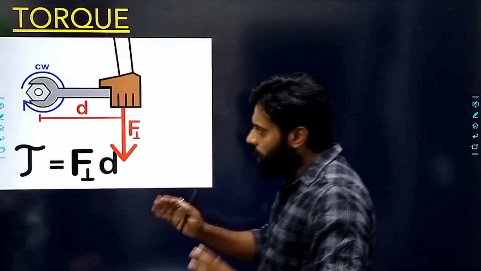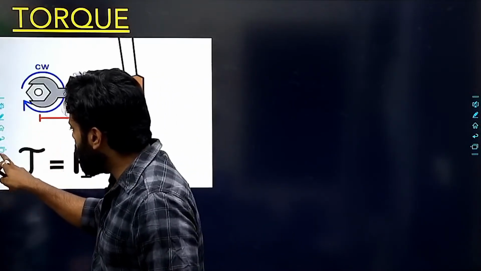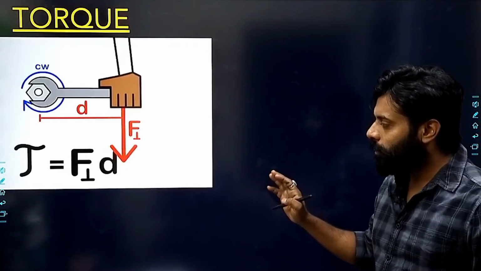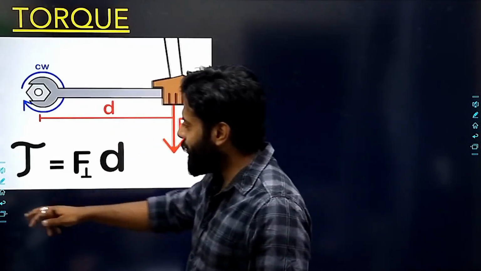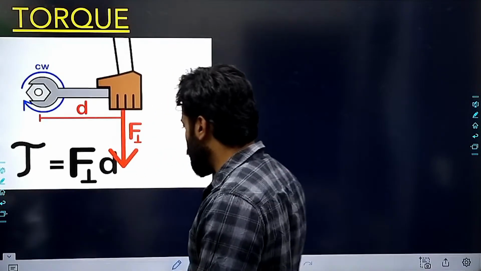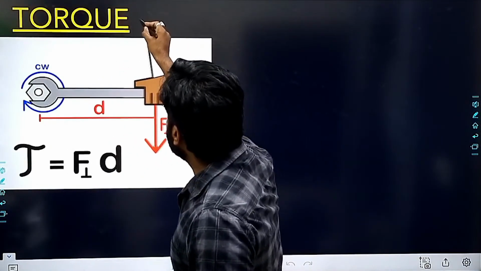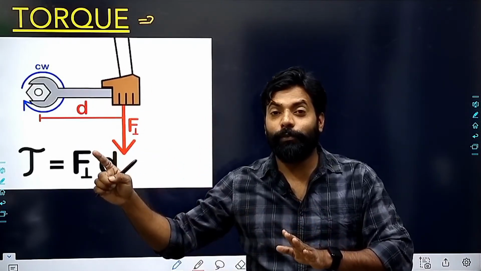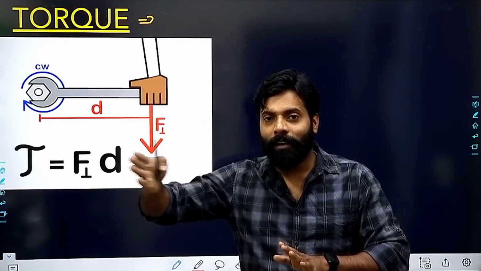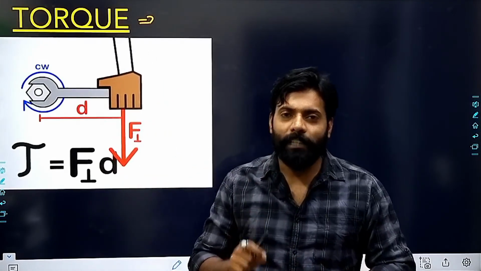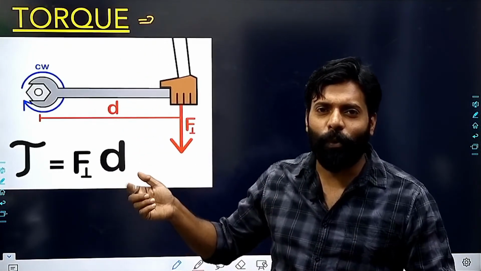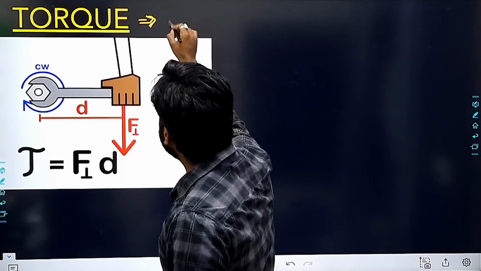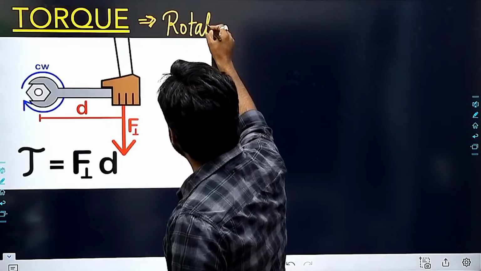Now, coming to the topic, what we are going to study today is torque. What is torque? You might have studied it before as well. I am teaching you how to calculate the torque. Torque is analogous to the force which we had in translational motion. In rotational motion, the analogue of force is torque. So we can consider torque as rotational force.